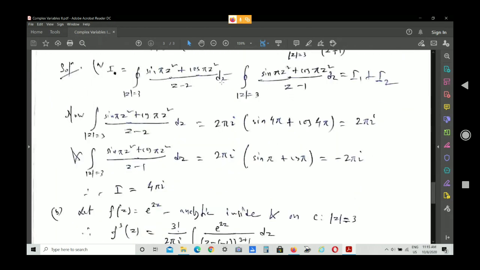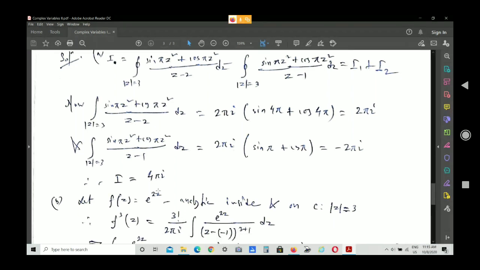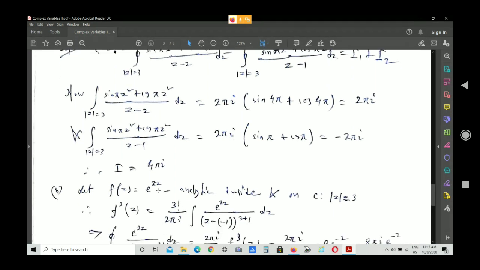Sum means this minus this. This is twice pi i, this integral is minus twice pi i. So this minus this gives us 4 pi i. That is the result.